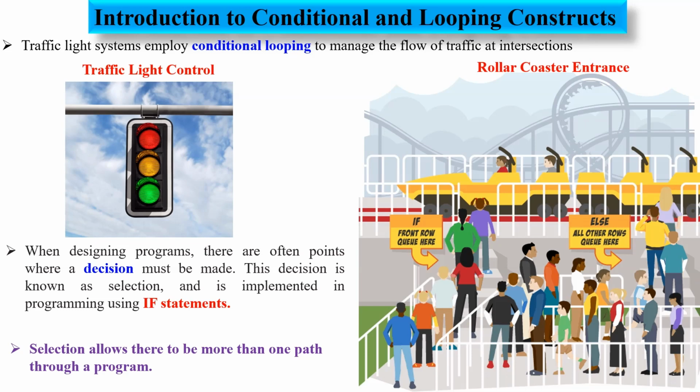When designing programs, there are often points where a decision must be made. This decision is known as selection and is implemented in programming using if statements. Selection is a decision or question. At some point, a program may need to ask a question because it has reached a step where one or more options are available. Depending on the answer given, the program will follow a certain step and ignore the others. Selection allows there to be more than one path through a program.